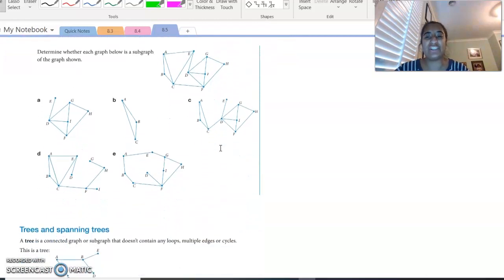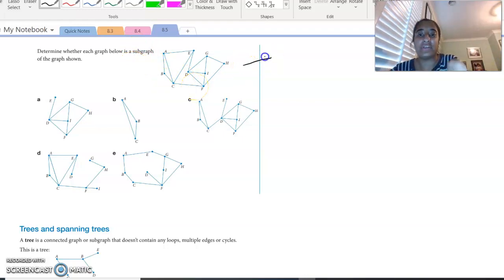What we have to do for questions is determine whether each of the graphs below is a subgraph of the graph drawn on the right. Let's start off with A. If we look at all the points, D to E exists. D to G exists. D to I exists. D to F exists. F to H exists, and G to H exists. So yes, A is a subgraph.